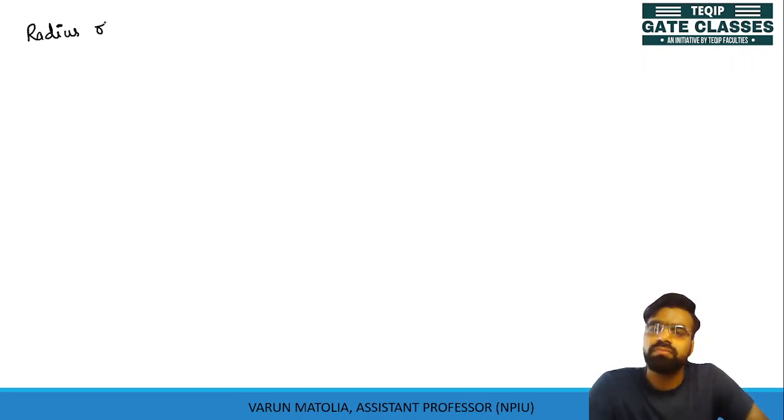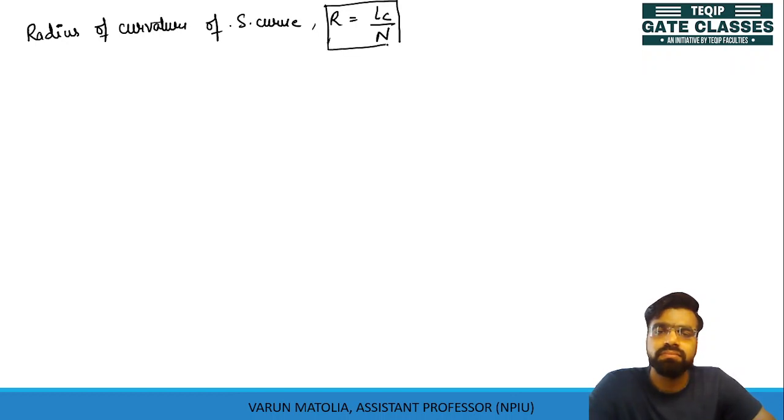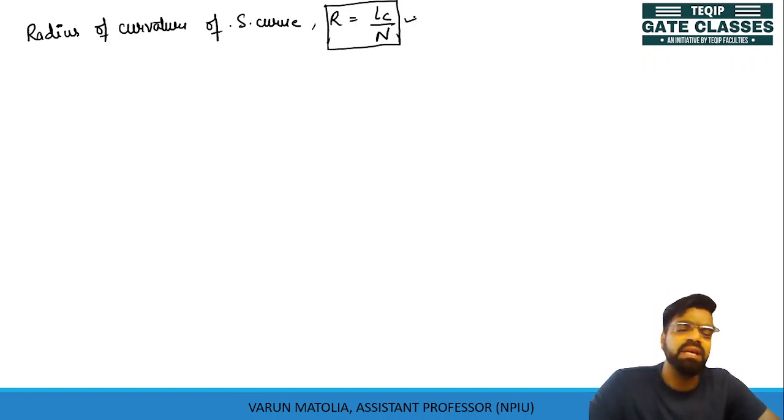Next, we are going to see some values. One is the radius of curvature of the summit curve. R can be written as the length of curve by the deviation angle. There are very small questions which can be asked in the examination based on these formulas.